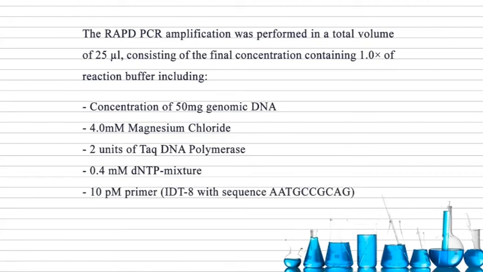In this case, we are using the primer with sequence AAT, ZCC, ZCAG. And the volume was made up with molecular grade water. A master mix was prepared and the PCR mixture was positioned in the wells of the PCR. Amplification was performed in an automated cycler or master cycler.